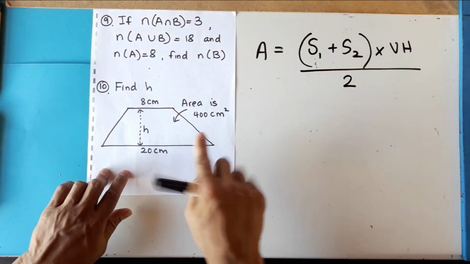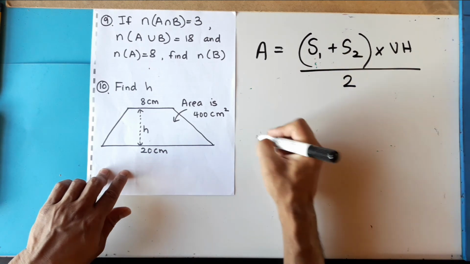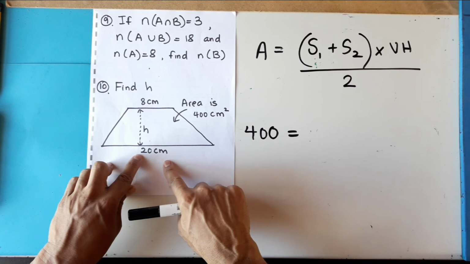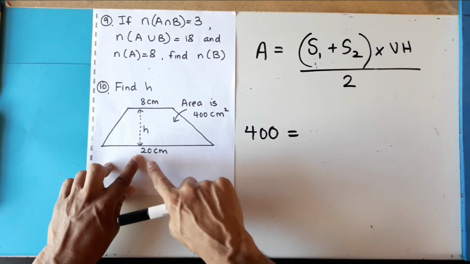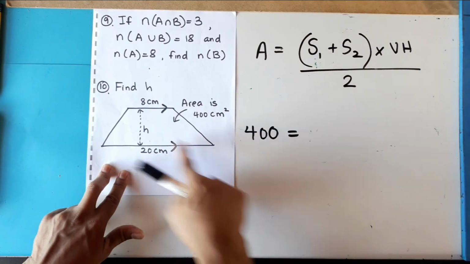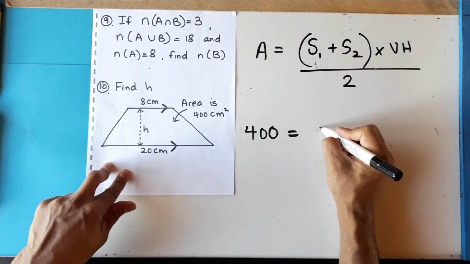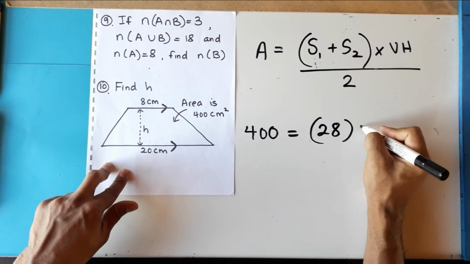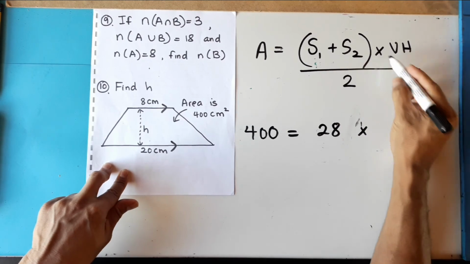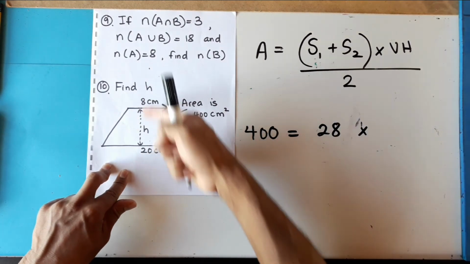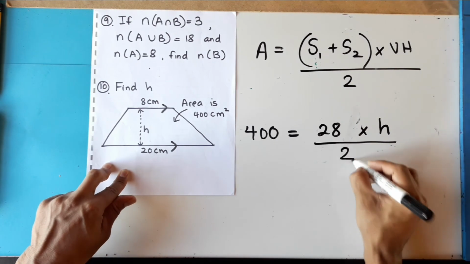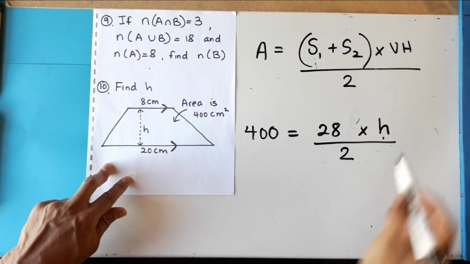So the area of this trapezium is 400. So I'm going to replace the A with 400. The sum of the parallel sides, you notice that's in brackets. So these are the 2 parallel sides. Sorry, I should have put this. 20 plus 8. Those are the 2 parallel sides. So add them and you get 28. Well, I don't really need to put the brackets now. It's just one item. Multiply by the vertical height. We do not know the vertical height, which is h, which is the aim of the question, and then we divide by 2. We are trying to solve for h.